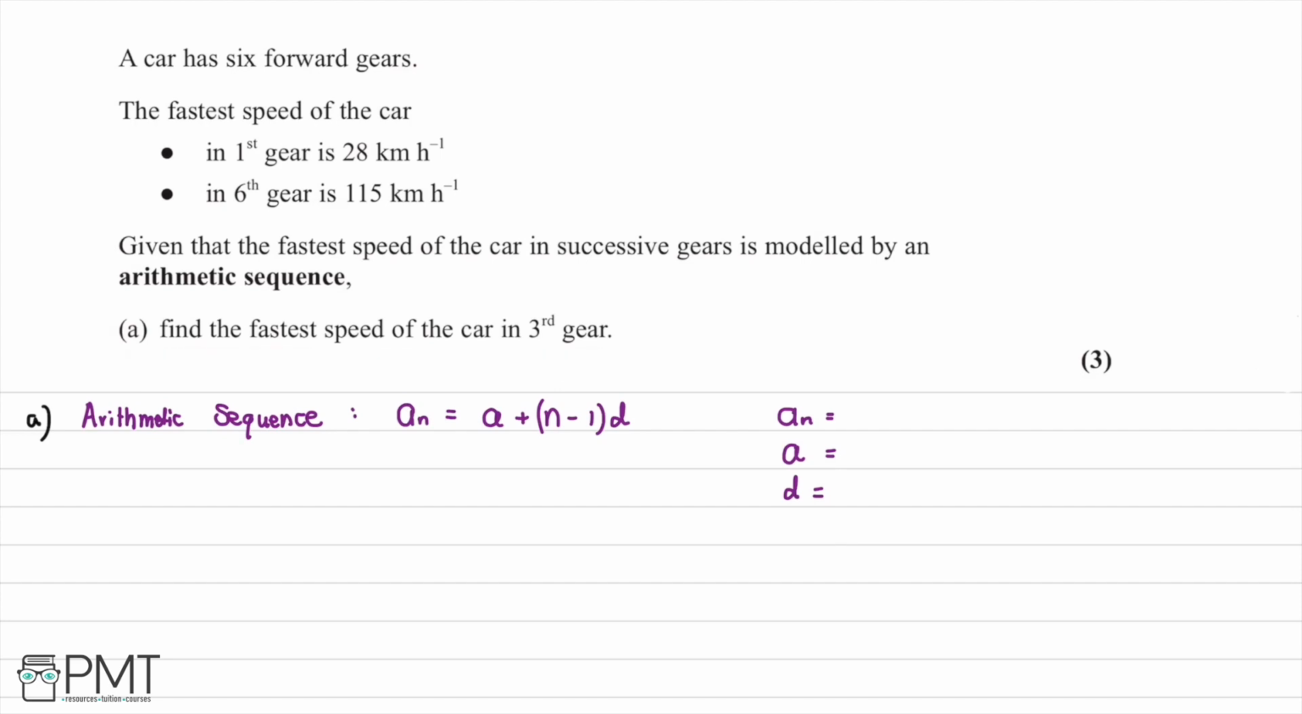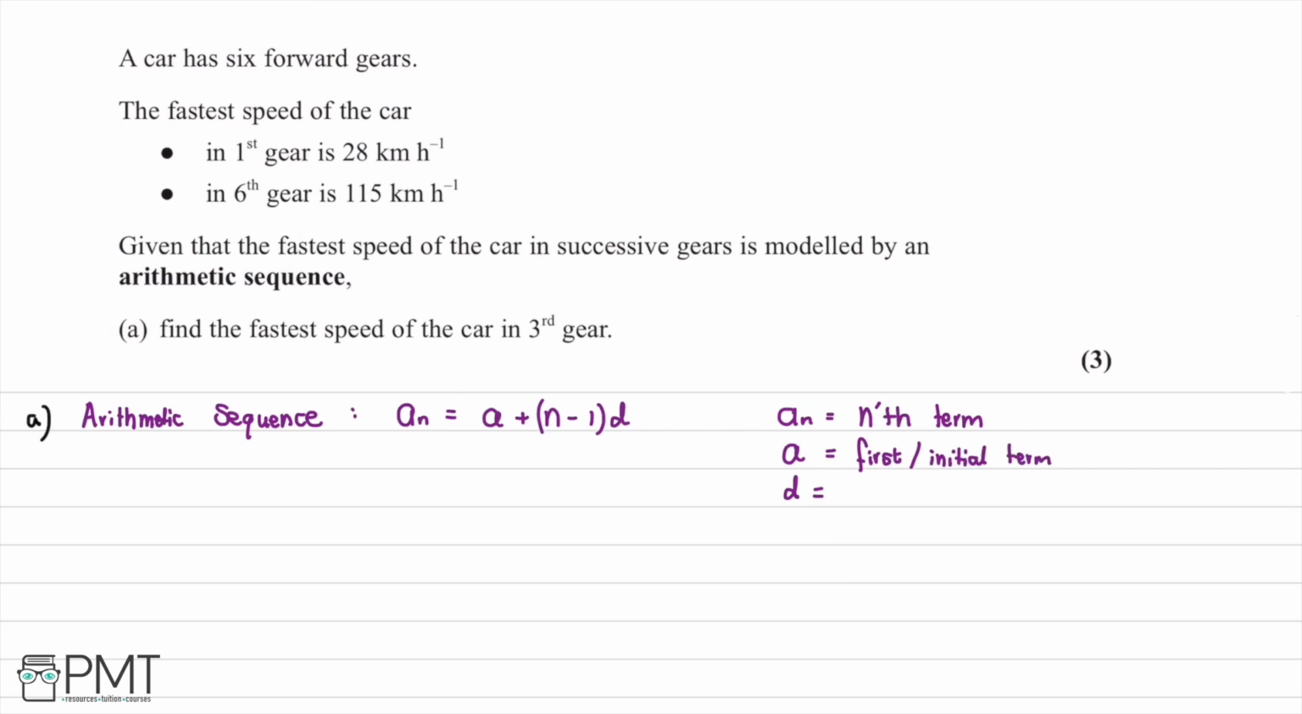So what do we know about arithmetic sequences? We know that we can work out the nth term by doing a plus n minus 1 multiplied by d. So we must think, what is an? So an is going to be the nth term. What is a? A is going to be the initial or the first term.